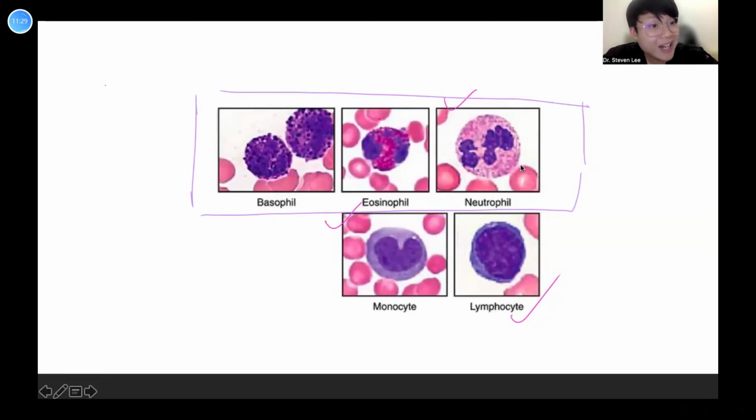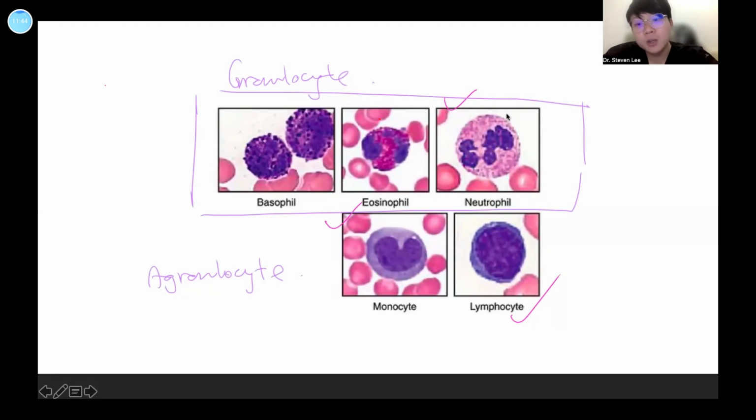Nama dia adalah granulocyte. Okay, these are the granulocyte. Okay, sebab apa? Can you see all this dot? This dot is all granule. These are all granule which you cannot see in the agranulocyte. This is agranulocyte. Okay, the second thing is that you see the nucleus is loop. Okay, this is what we call loop nucleus.